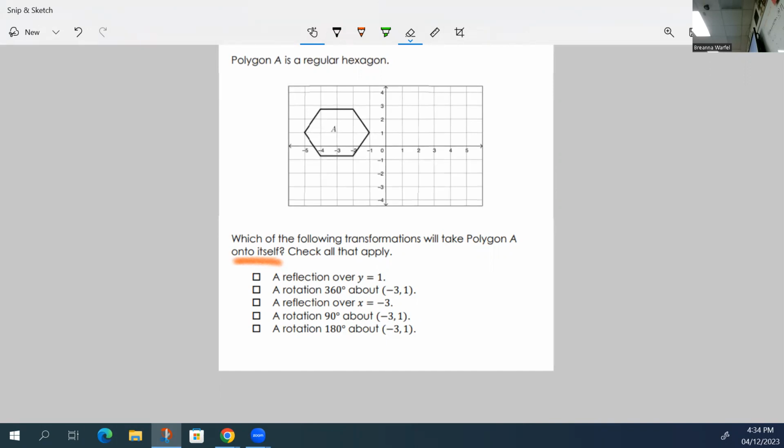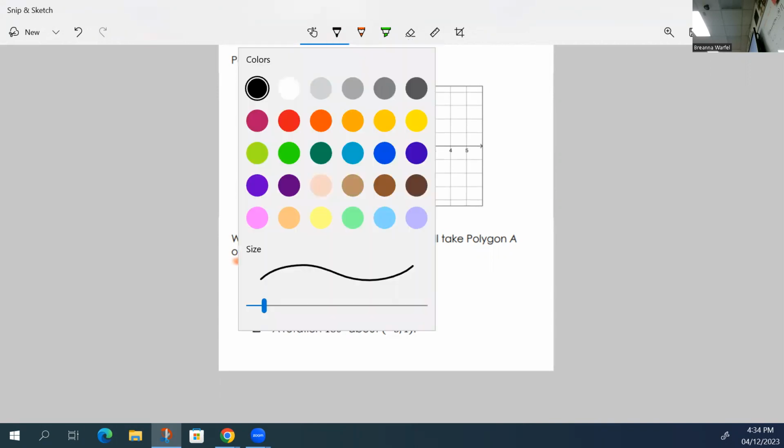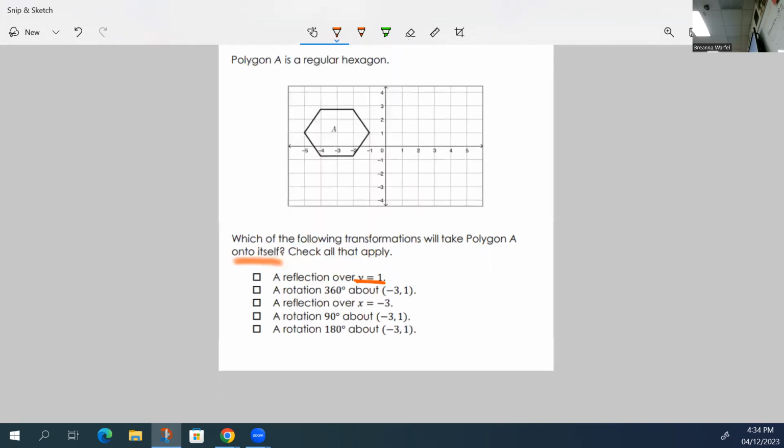So it says a reflection over y equals 1. If you don't know where y equals 1 is, you need to go to your notes number 1. They're yellow. They're the very first set of notes. They're vertical and horizontal lines. So y equals 1 is actually a horizontal line. So we're talking about this line right here.